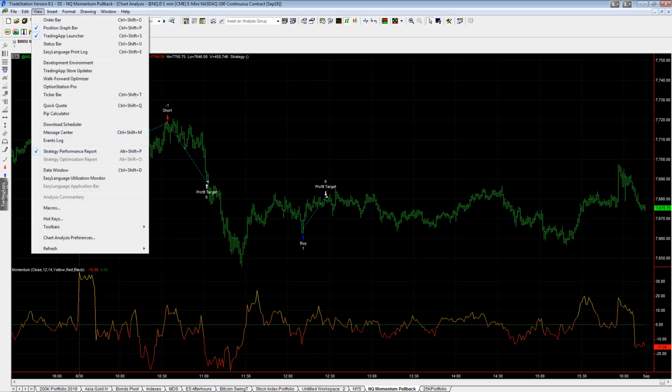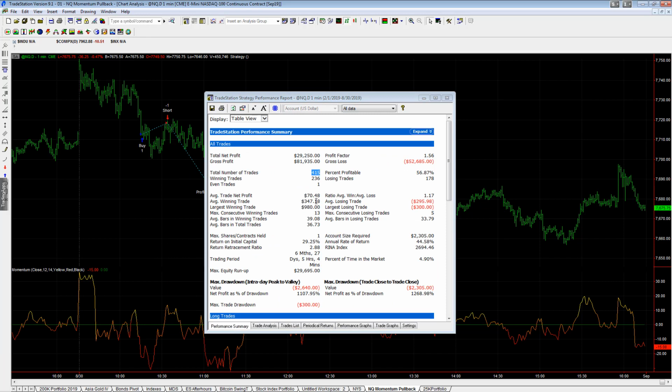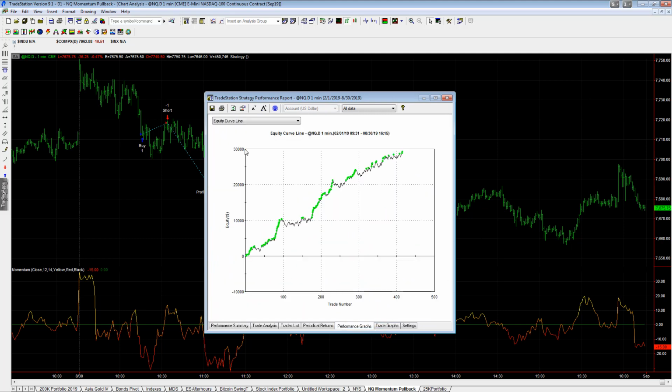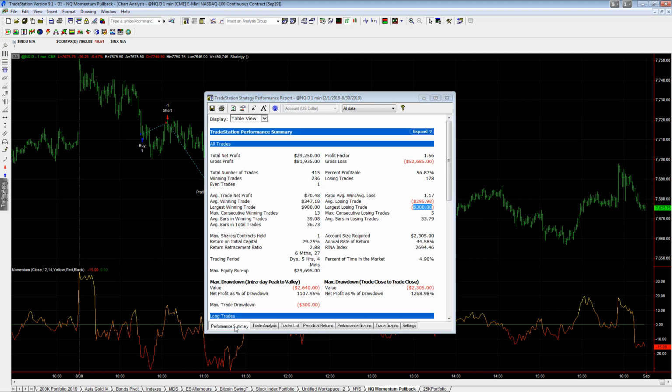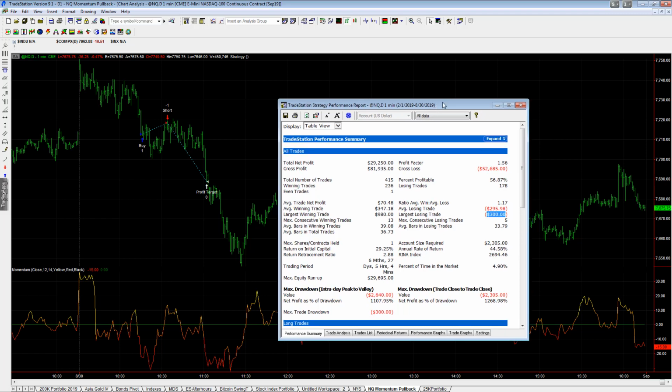Let's take a look again at the performance summary. Nice average trade profit as well. $70 here. Under 415 trades, 56.87% profitable. It uses a $300 stop loss, and we have a variable profit target. And it looks at the current volatility to determine the profit target. A lot different than a lot of my strategies in the fact that the indicator is very short term and the profit target is variable. So this is the setup.